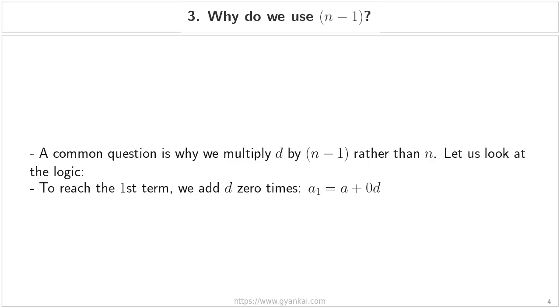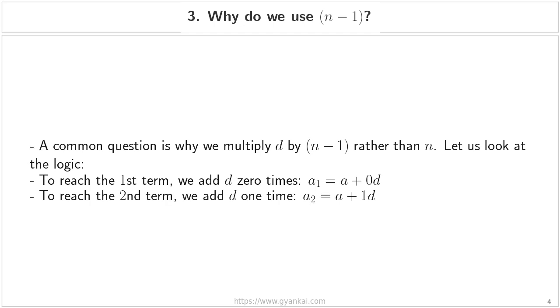Think about the very beginning of our sequence. To reach the first term, we haven't actually added the difference to anything yet. We are already there. So, for the first term, we add d 0 times, which we can write as a sub 1 equals a plus 0 times d. Moving to the second term, we have taken exactly one step forward from the start, so we add d 1 time. This gives us a sub 2 equals a plus 1 times d.